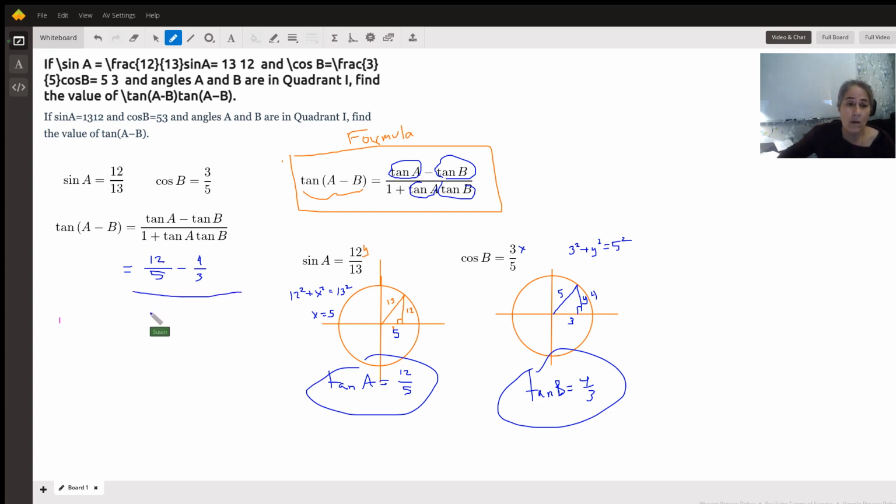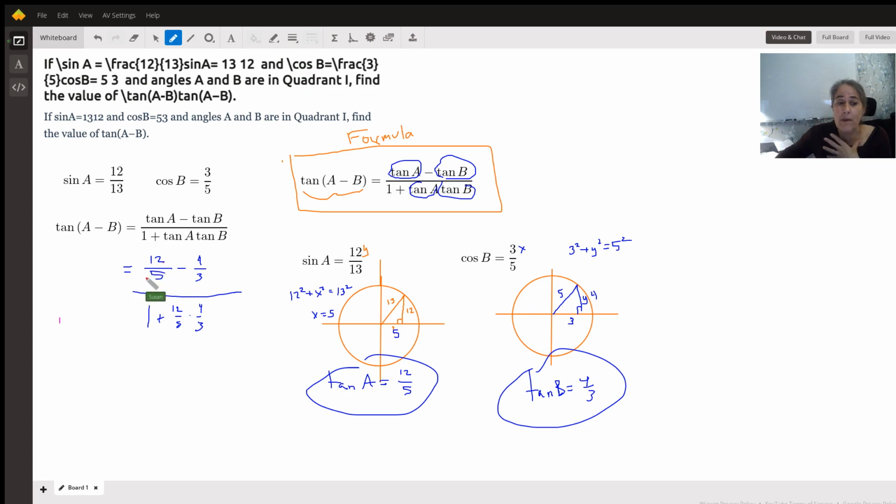Fraction bar, 1 plus, again, instead of tan A, I'm going to write 12/5, and instead of tan B, I'm going to write 4/3. And now I have to simplify this, but that essentially is my answer. I have to simplify it.